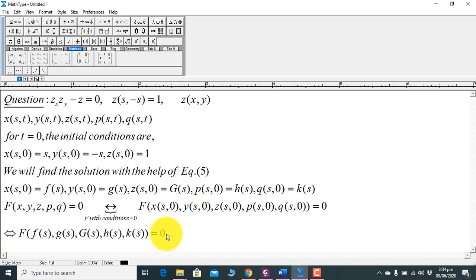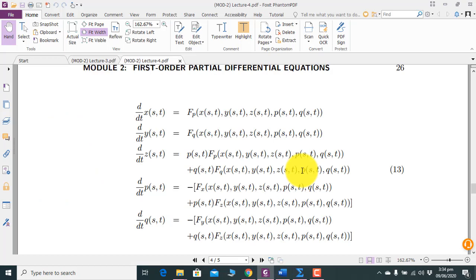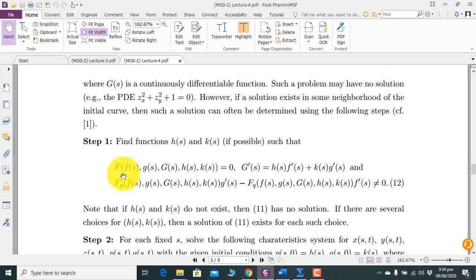You can say this is condition 1, C1, which will be used to calculate the conditions for P and Q. Number 2: you can also see on the slides that capital F is 0, and I have explained how this is 0. Basically you want to derive the P and Q conditions, which are h of s and k of s. So wherever h of s and k of s exist, we will try to capture these equations.